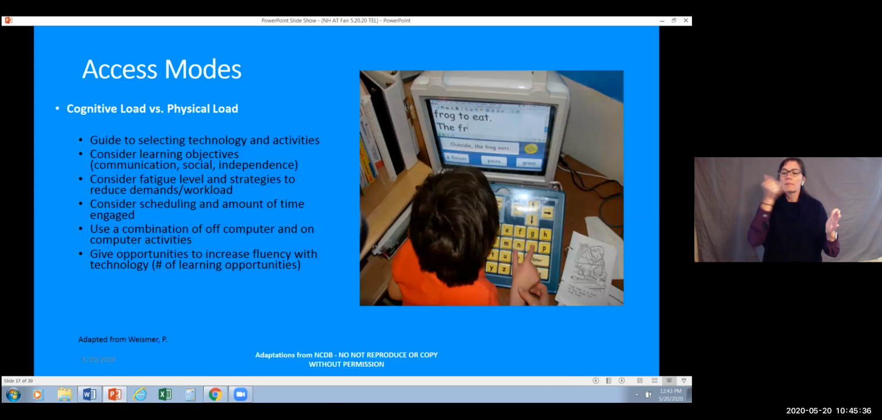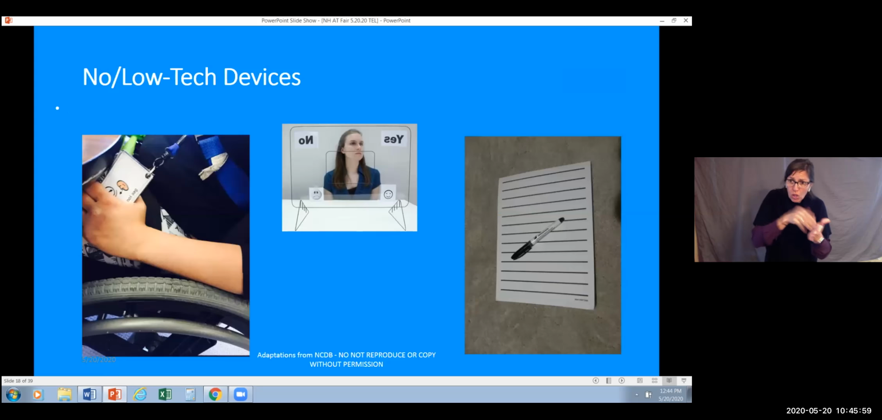So I always try to emphasize too, we have to look at the number of learning opportunities. So if you have a particular device, say it's a CCTV, or it's a very high-tech device, but it's only available to the student once or twice a week, that often is not a good choice long-term, because it's going to take that student much longer to learn how to use it independently.